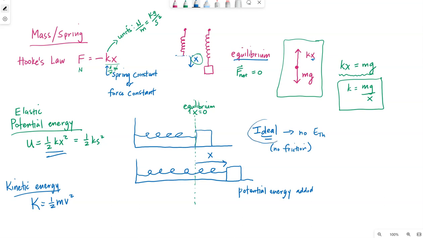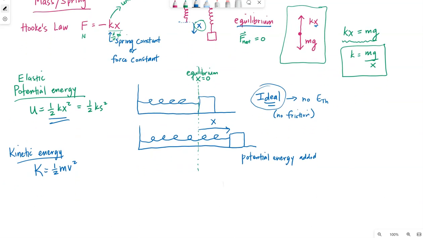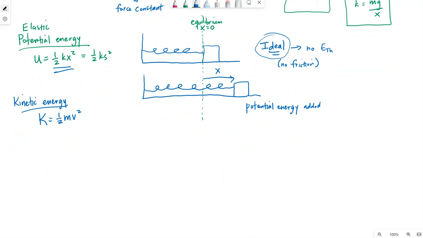So in this ideal situation, I'm going to slide this up a little bit. As soon as I release the mass, it's going to start moving to the left because the spring is pulling on it. The spring is exerting a force to the left. Now, in the equation for force, that negative sign means the force that the spring is exerting is always opposite in direction to the stretch or compression. So since this spring was pulled to the right, the force from the spring is to the left.